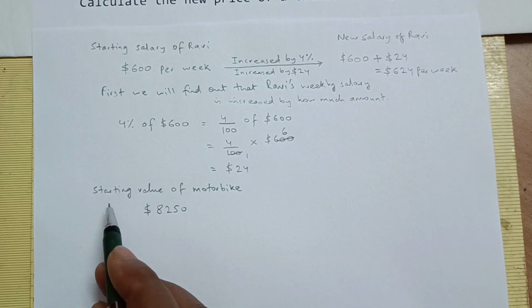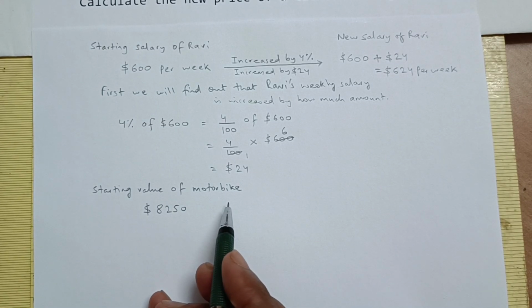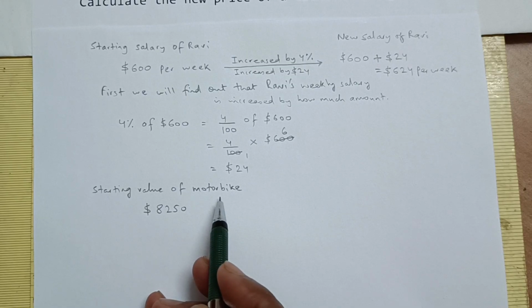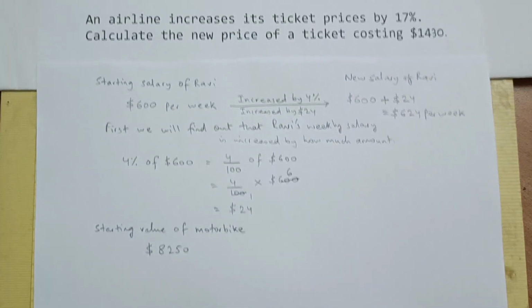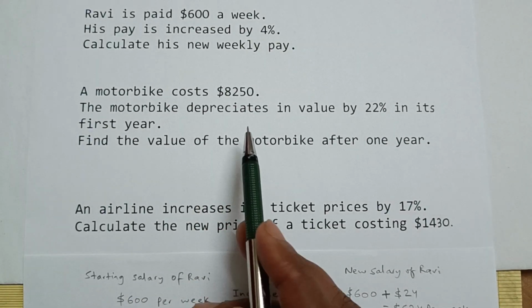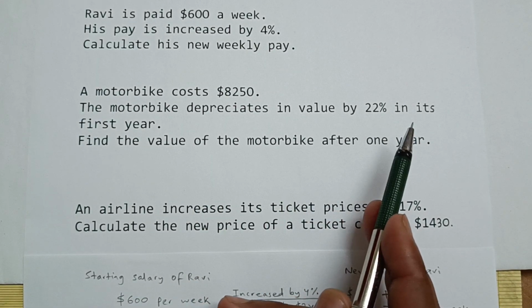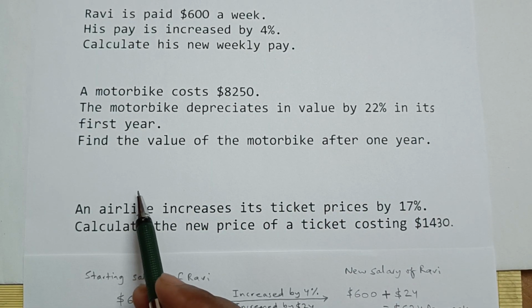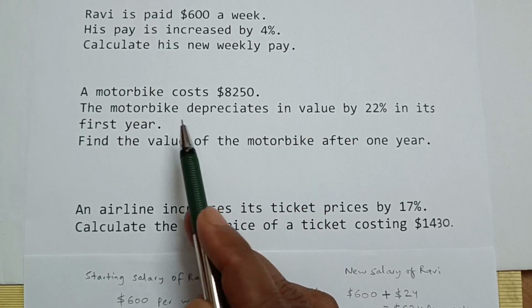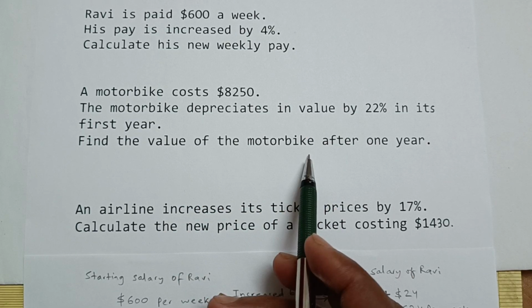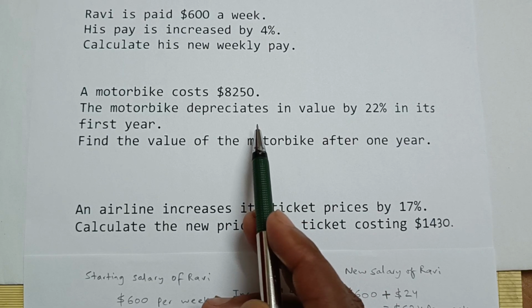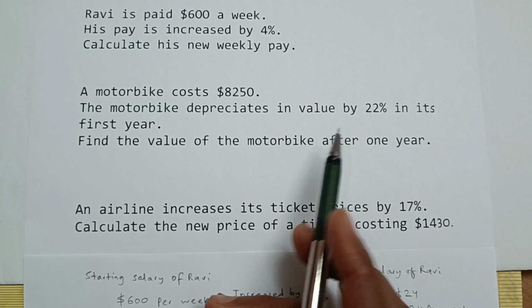$8,250. So this is the initial value of the motorbike, or the beginning value of the motorbike. It is $8,250. Now the motorbike depreciates in value by 22% in its first year. So there is a decrease in value of the motorbike, and that decrease is 22%.